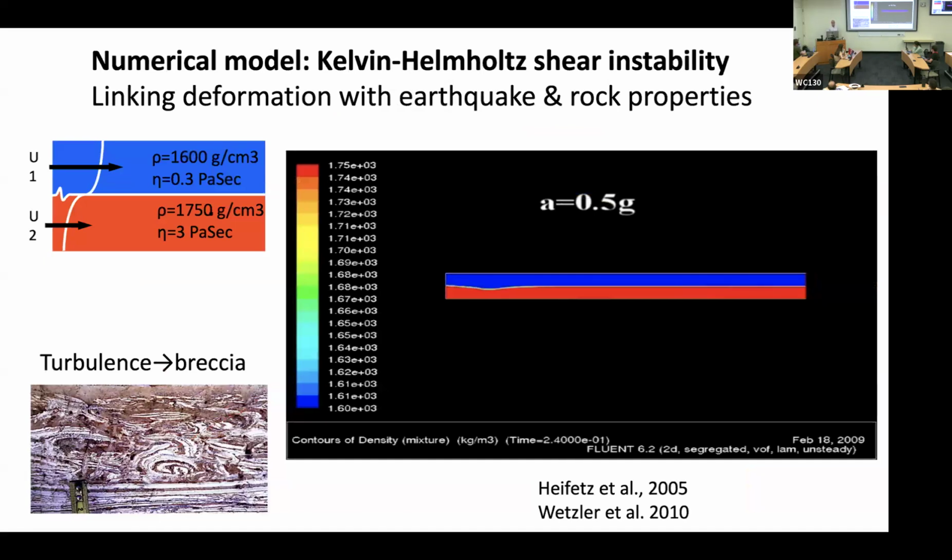Now, how can we explain that? My colleagues at Tel Aviv University have been working on the physics of that. They adopted some numerical model with a very interesting name: the Kelvin-Helmholtz shear instability. Basically, we have two viscous fluids with different properties that are being shaken, and as a result, they move.